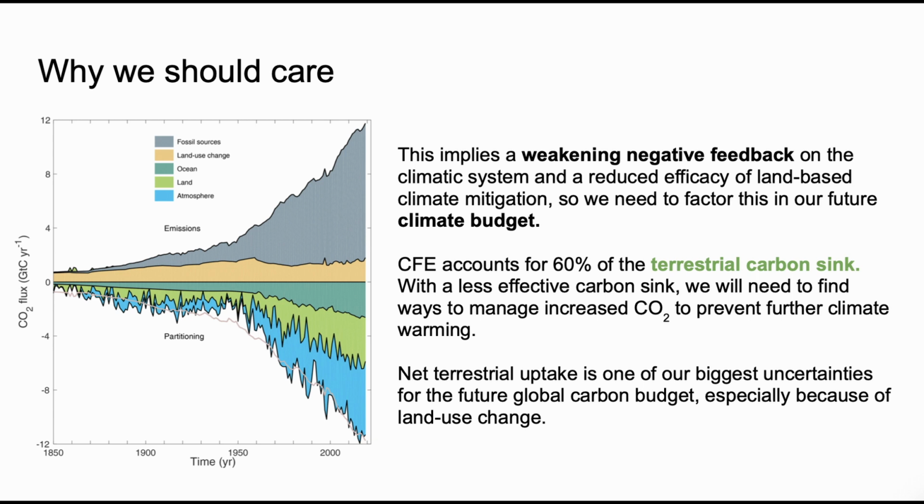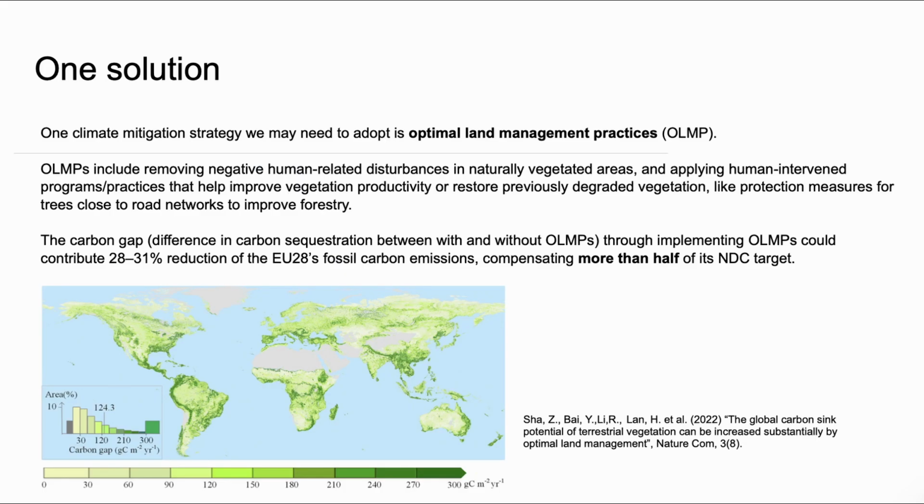So one solution is that we can adopt optimal land management practice strategies because land use is so important. So optimal land management practices involve removing negative human-related disturbances in naturally vegetated areas or applying human-intervened programs and practices that can improve vegetation productivity or restore previously degraded vegetation. And one example is protecting trees that are growing nearby road networks.